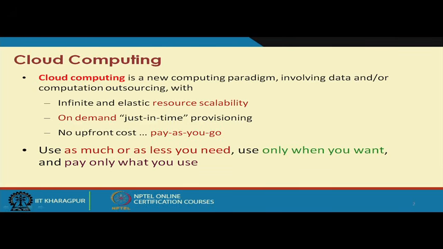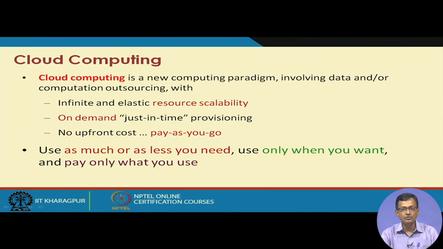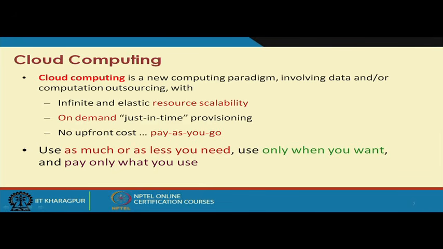If we boil cloud down to a very simplistic view, one part is elastic resource scalability. You can go up and go down in your resources, and resources can be anything, starting from computing power to memory to any type of network resources, bandwidth and so on. So, it is theoretically infinite and elastic resource scalability. Another thing is on demand, just in time provisioning. If I require it, it should be on demand. That is another important aspect.